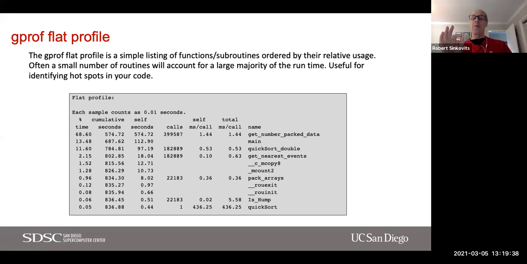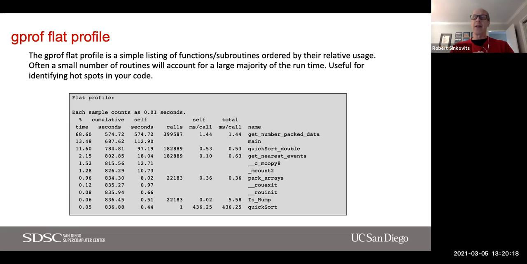That's followed by calls. That's the number of times that routine was called. And then the time per call, milliseconds per call, and then the total. So you can see that get number packed data accounts for 68% of the usage, main for 13%, quick sort double for 11%, and then a few other routines. So this is really nice. This is what we like to see when we profile a code, that it's just a handful of routines that account for nearly all of the runtime.